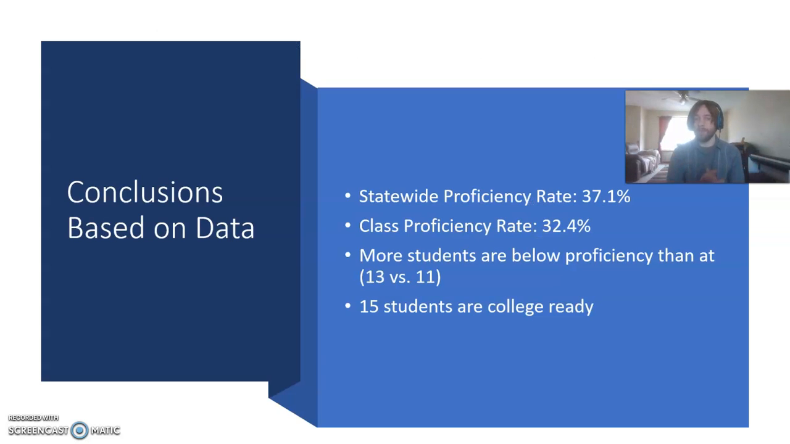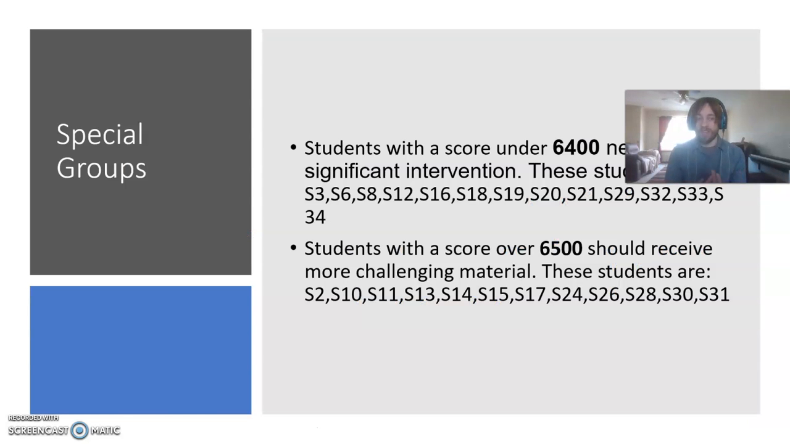So what conclusions can we make based on this? First, let's look at the statewide proficiency rate for mathematics in fourth grade, which is 37.1%. Unfortunately, this class is below that statewide proficiency rate at 32.4%. Most students are below proficiency rather than at it, and 15 students are college ready in this classroom. So now we can take that data and make special groups based on this.